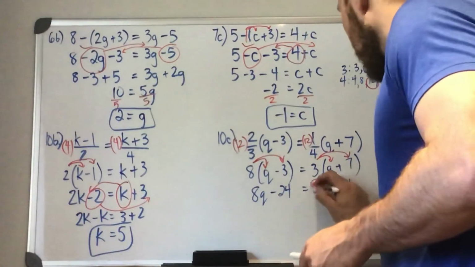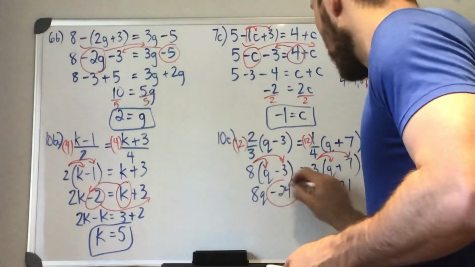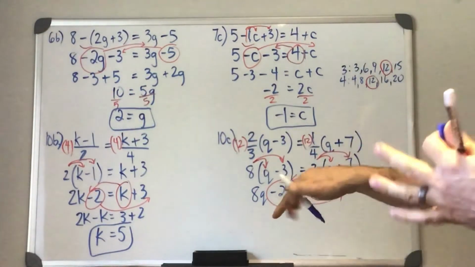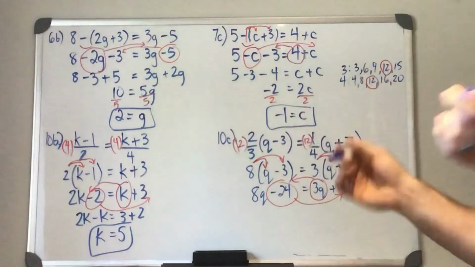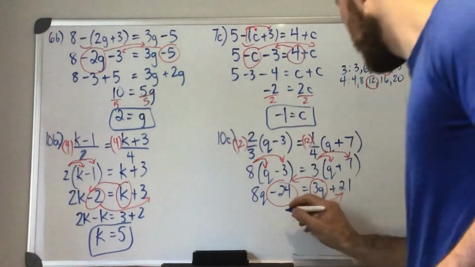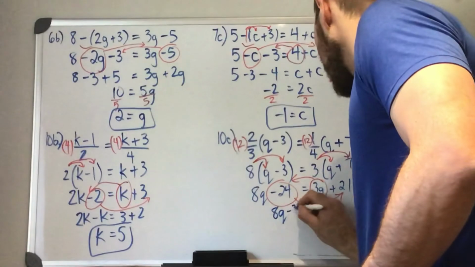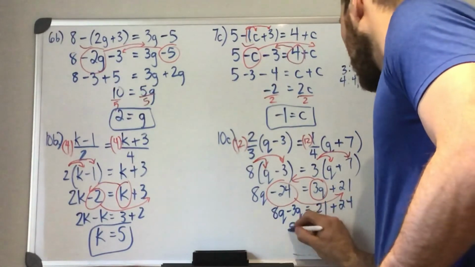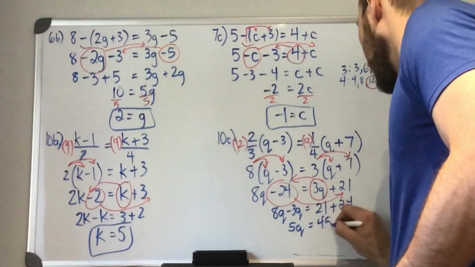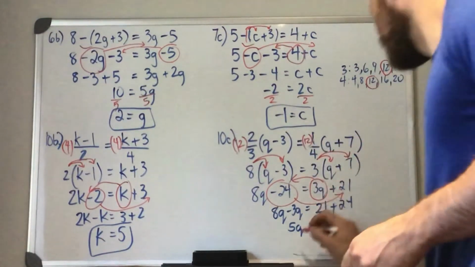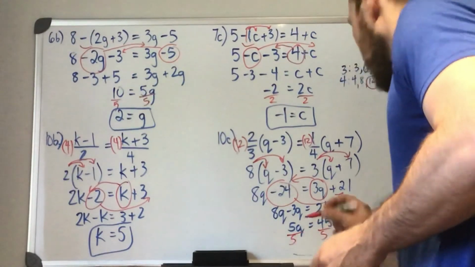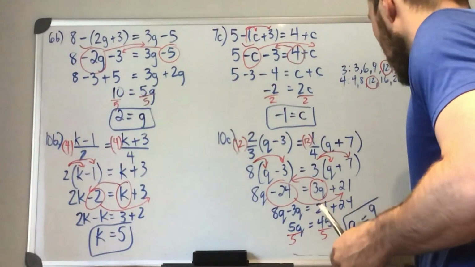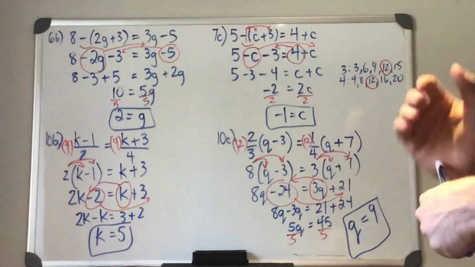Almost done here, so I'm going to take my q's, move them over. I'm going to take my constants, move them over here. Same reason again, I want a positive q. No other real reason here, I just prefer it that way. So we have 8q minus 3q is 21 plus 24. 5q is 45. We're almost done. And our q is equal to 9.